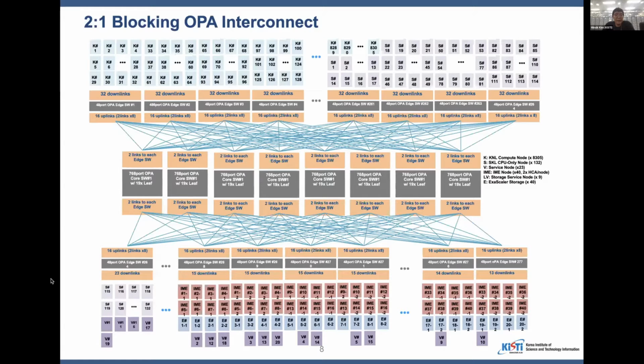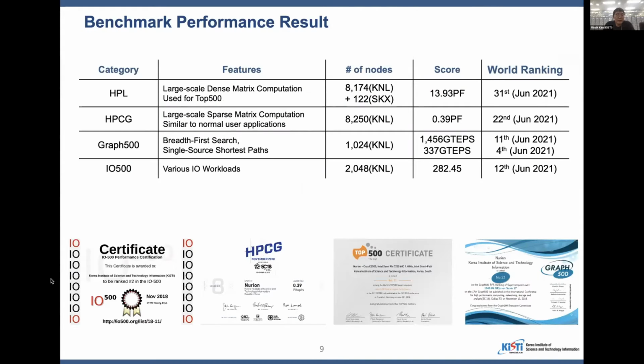This slide shows a more detailed version of the interconnect. And these are the benchmark performance results from ISC 2021. Since the system has been in production for about 2 years and a half, Nurion is ranked 31st in the TOP500, far away from the initial ranking.